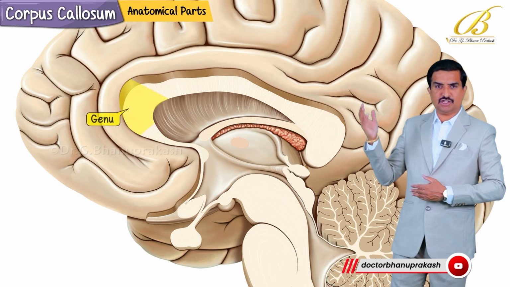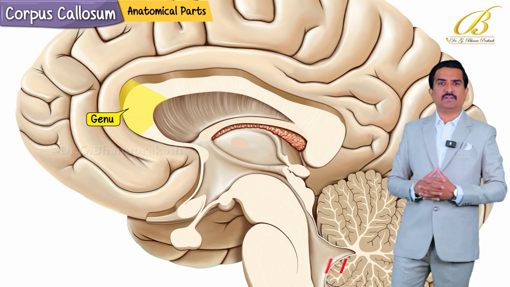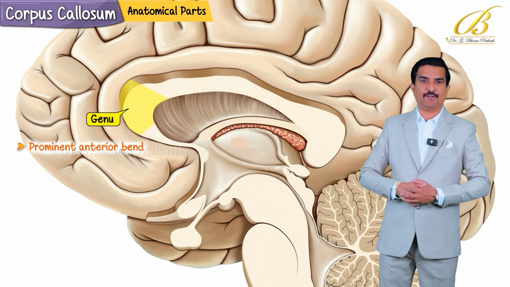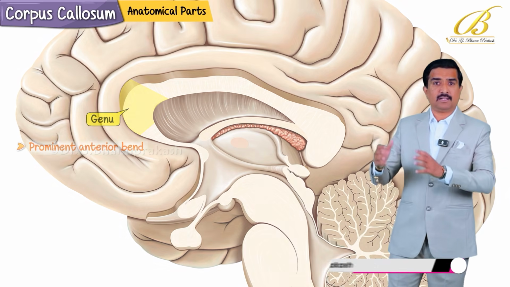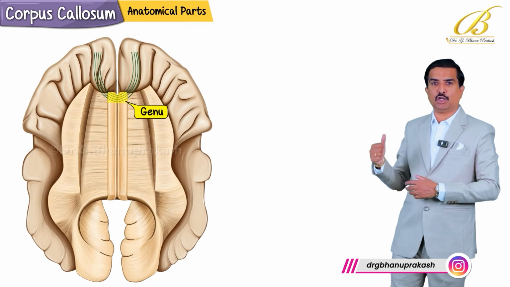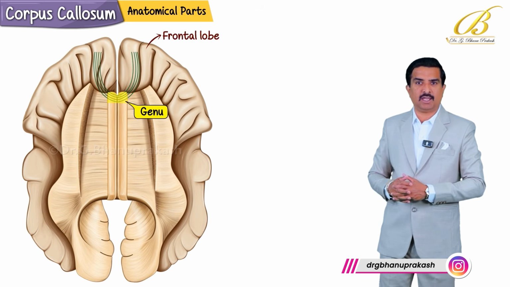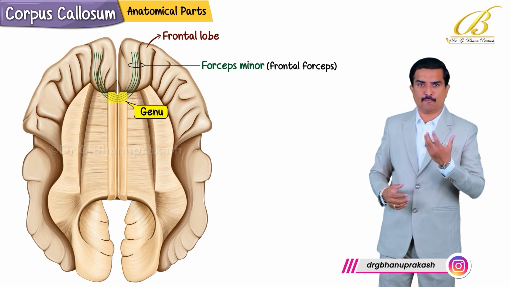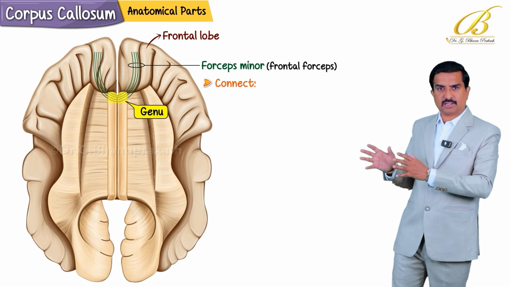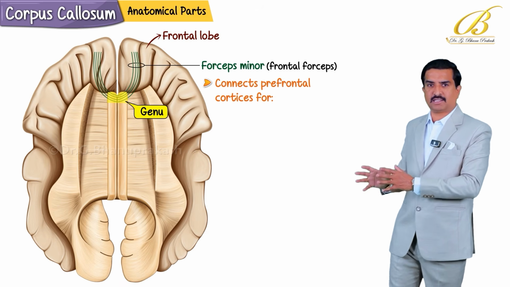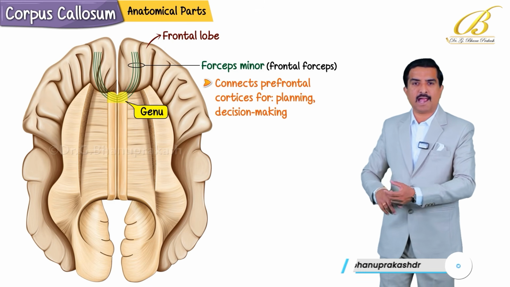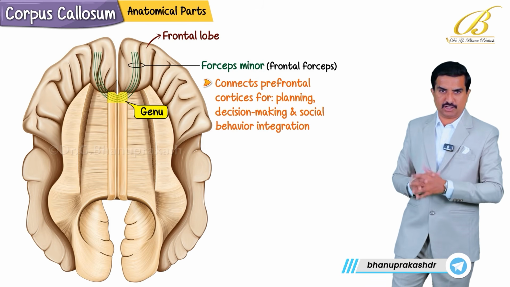Next one is the genu. The genu is the prominent anterior bend, which you can see very clearly here, and the fibers radiate into the frontal lobes as the forceps minor, also called the frontal forceps. It connects the prefrontal cortices, mainly for planning, decision making, and social behavior integration.